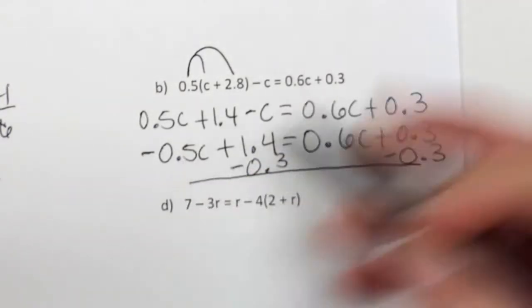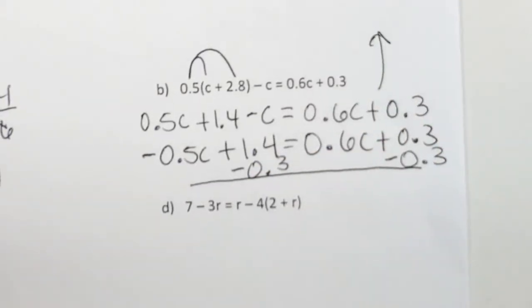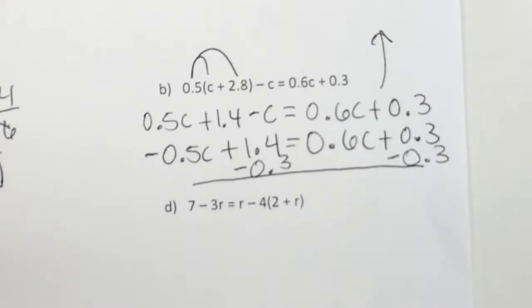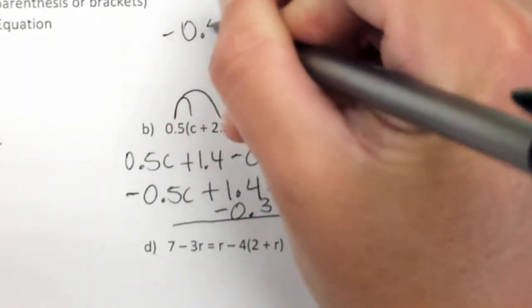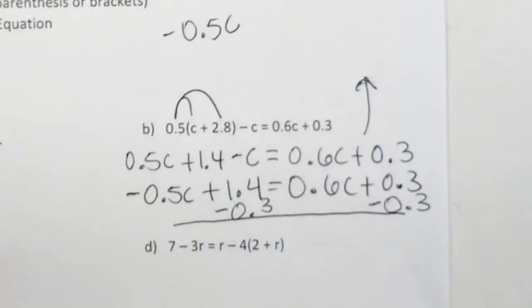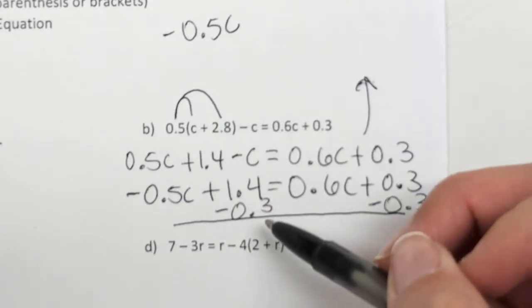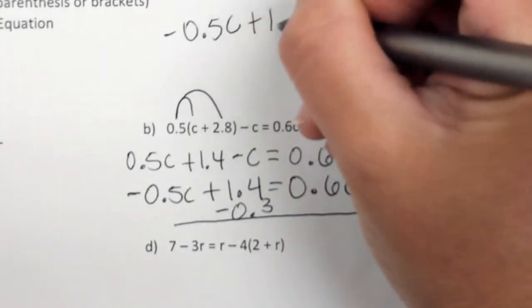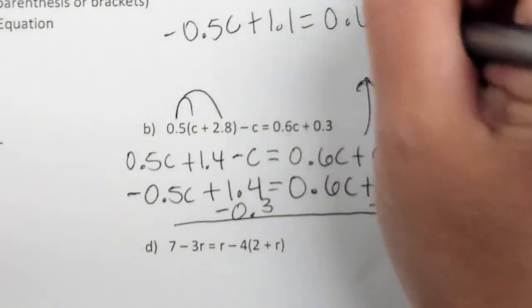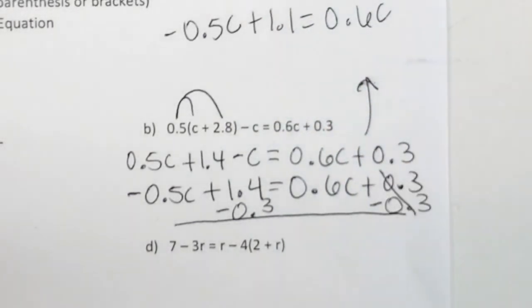So on this side, I'm running out of room, I'm going to come up here. Zoom out some. Alright, so on this side we have negative 0.5c. What is 1.4 minus 0.3? Alright, so plus 1.1 equals 0.6c, because these canceled out.